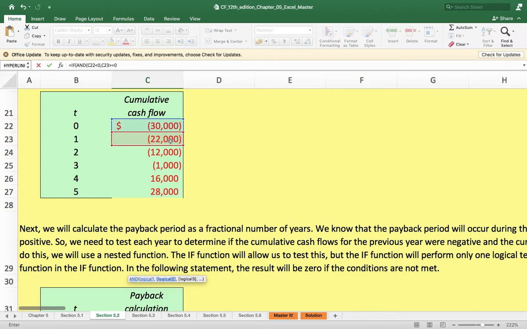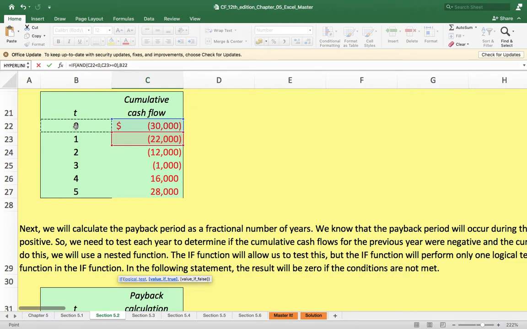Then only the payback period will come. If not, it will give only 0. Greater than or equal to 0. If it is so, the conditioning we have set. If it is so, what will happen? The payback period is equal to, for 22,000, the payback period will be the previous year. See, whether 22,000 is positive or negative, we have given in this question, it doesn't matter, Excel will calculate that for you.